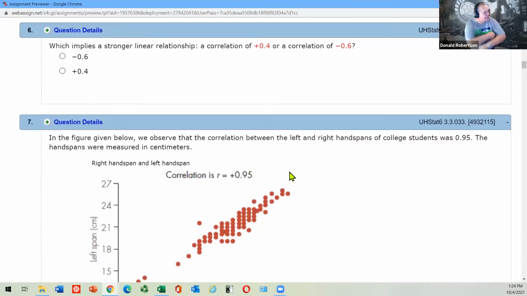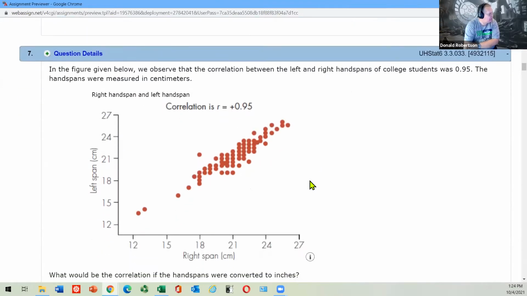Here's a very easy question, but it's there. Which one of those 2 implies a stronger relationship? Negative 0.6. Agreed. We don't care if it's plus or minus. Negative 0.6 means it's closer to being a downwards line than 0.4 is closer to being a sloping upwards line.